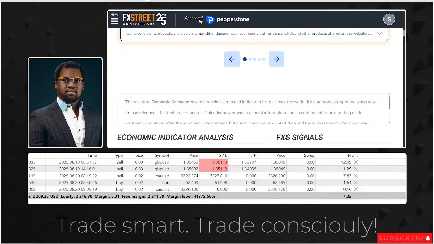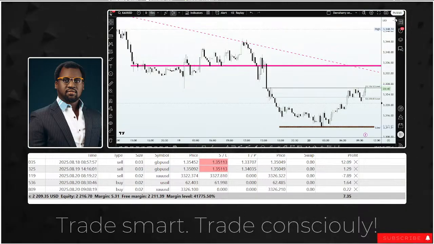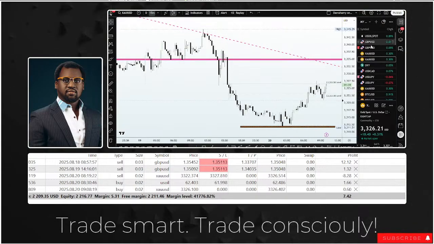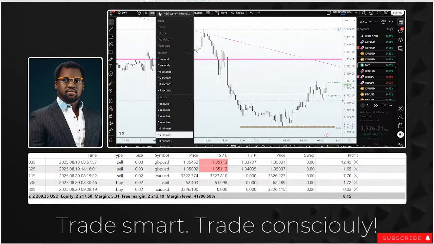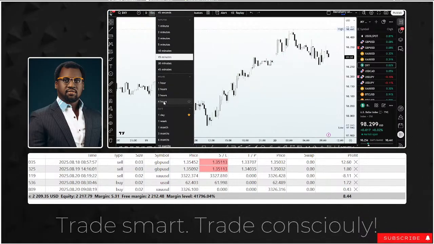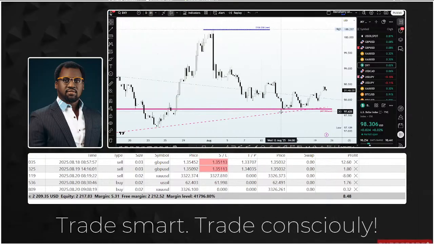So, the first thing we do here is to delve into the DXY. And for those of you who don't know, the DXY is the US dollar index. It's a chart that gives us an overview of how the US dollar has been performing across the major assets.